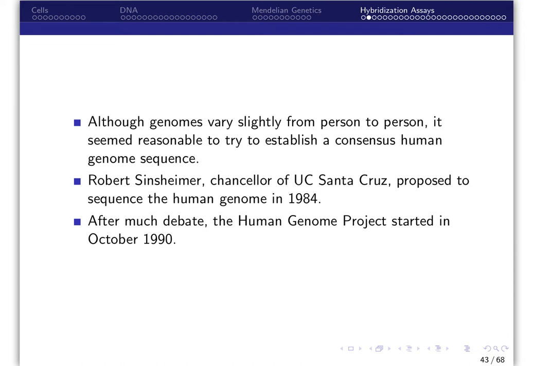The chancellor of UC Santa Cruz, which was one of the lesser known of the 9 University of California campuses, wanted a prestigious project to enhance UC Santa Cruz's reputation. There were existing multi-million-dollar projects in physics and astronomy at other UC system schools. Therefore, in 1984, he proposed to sequence the human genome. After much debate, the Human Genome Project started in October of 1990, which was funded by the Department of Energy and the National Institutes of Health.